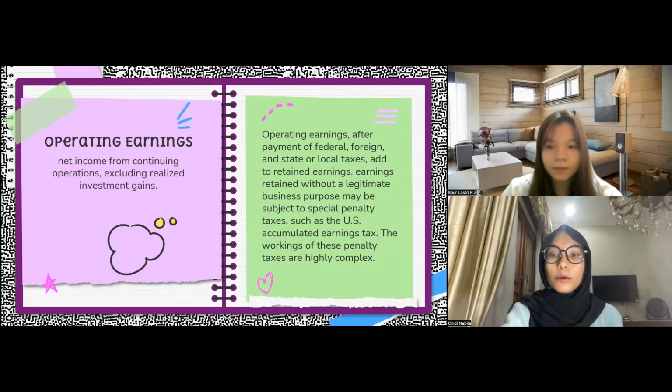Okay, next, we're talking about the operating earnings. Operating earnings is net income from continuing operations, excluding realized investment gains. Operating earnings after payment of federal, foreign, and state or local taxes will be added to retained earnings. Earnings retained without a legitimate business purpose may be subject to special penalty taxes, such as the U.S. accumulated earnings tax. The workings of these penalty taxes are highly complex.